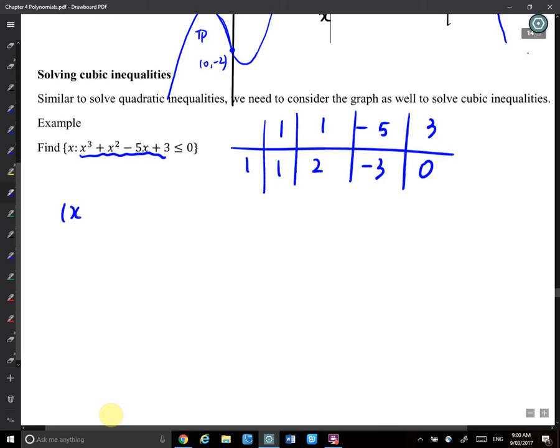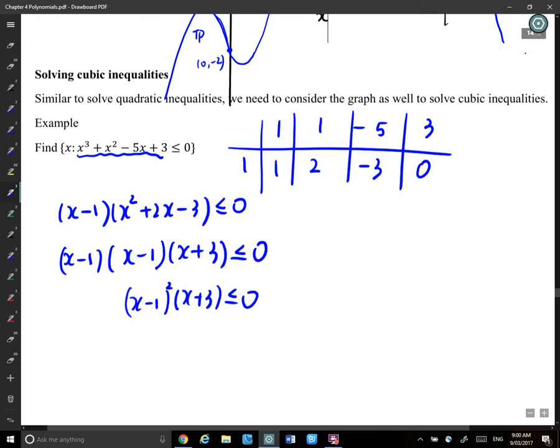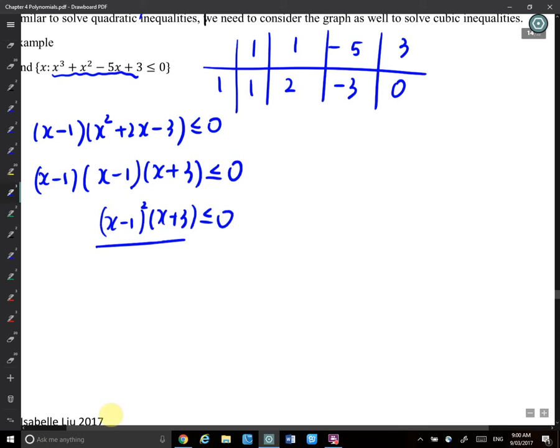So what you want is x minus 1, x squared plus 2x minus 3 smaller or equal to 0. Then I have x minus 1, x minus 1, x plus 3, because I need a positive 2. Smaller or equal to 0. So you have x minus 1 squared, x plus 3, smaller or equal to 0. And this means I want to sketch the left hand side.